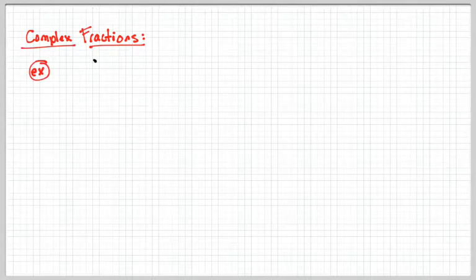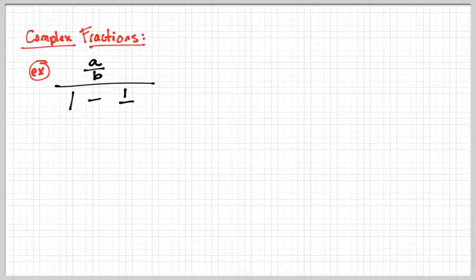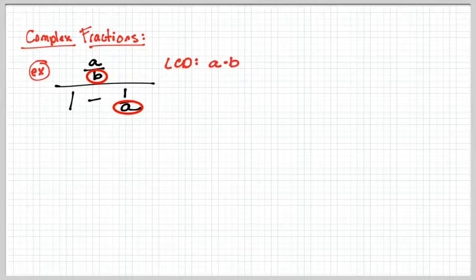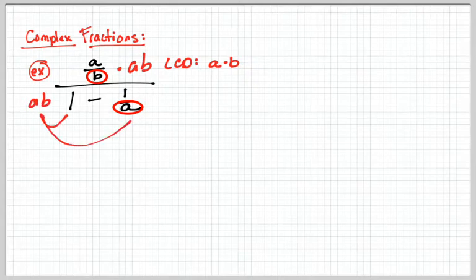We're going to look at this: a over b divided by 1 minus 1 over a. Now, what we're going to do is find your LCD, and your LCD is going to be whatever is in your denominators, so a and b. So our LCD will be a times b. So what we're going to do is take the top and the bottom and multiply by ab. So we're going to distribute it to both.